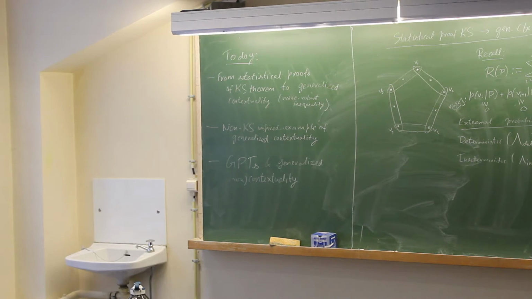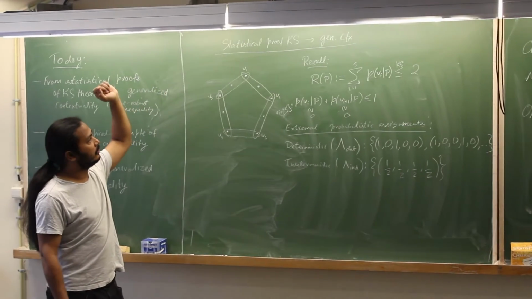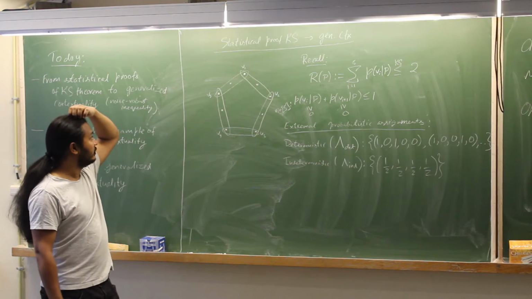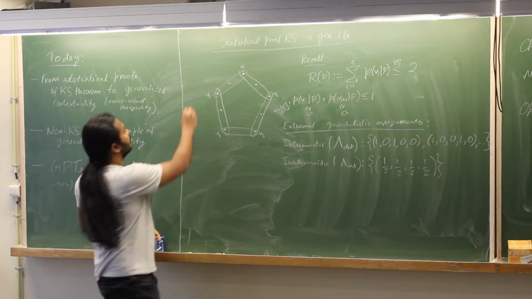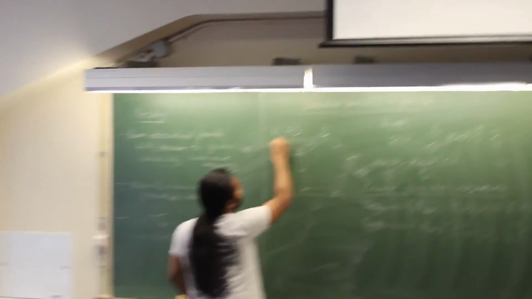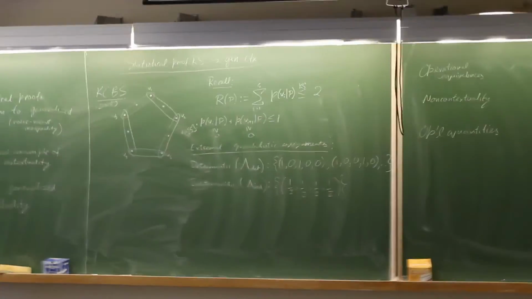Okay, so let's do the first thing: statistical proofs of quotient spectral to generalized contextuality. This proof, as I mentioned in the very first lecture, is due to Klyachko and others, from 2008 or 2007, depending on which version you look at, arXiv or PRL, I guess.